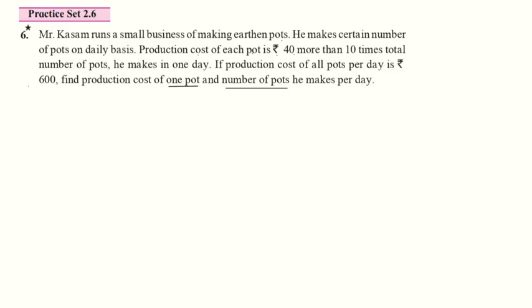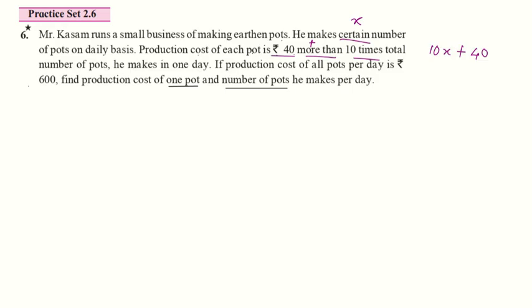So he makes a certain number of pots on a daily basis. We don't have the exact number, so let us take this as x. The production cost of each pot, whatever cost he is paying for the material he is using, is rupees 40 more than 10 times. There is a plus sign here: more than means addition, and 10 times means 10 into. So the production cost of each pot is 10x plus 40, where x is the total number of pots he makes in one day.